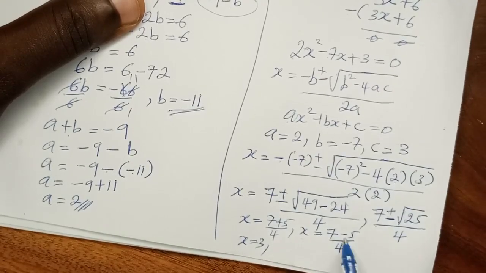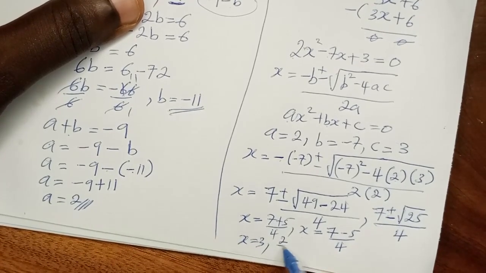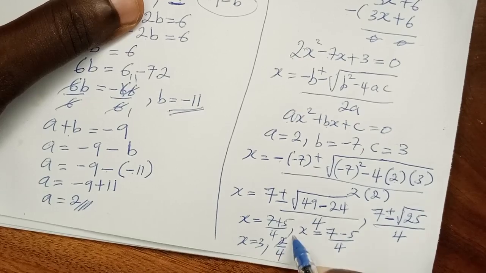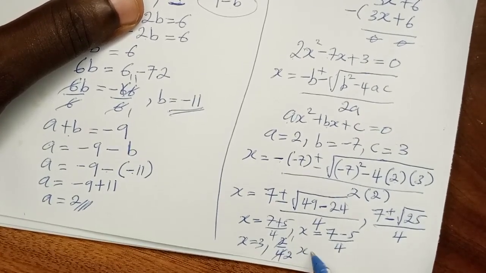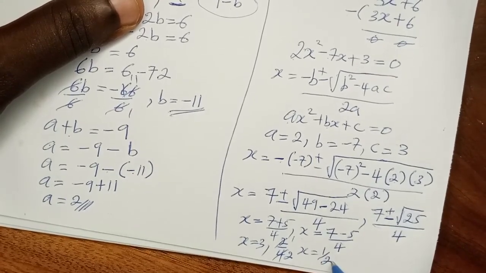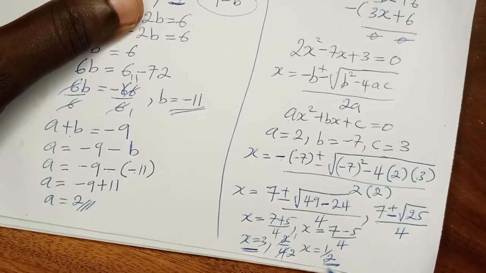And 7 minus 5 is equal to 2. 2 divided by 4, the 2 cancels and goes into 4 two times. So x is also equal to half. So those are the two values of x: x is equal to 3 and x is equal to half.